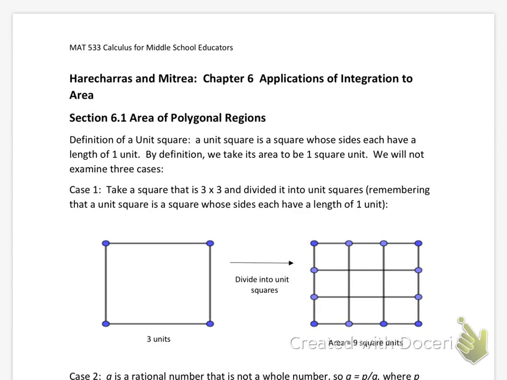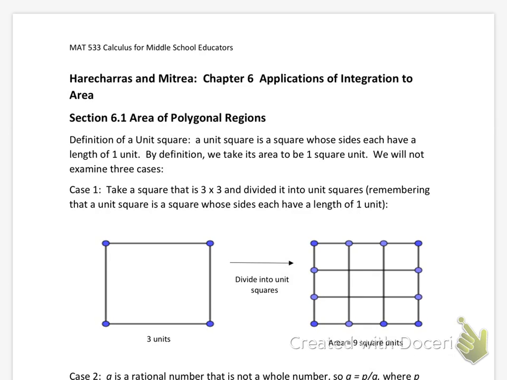Okay, in this video we're going to go through chapter 6 and we'll go through sections 6.1 and 6.2. So 6.1 starts talking about the area of a polygonal region. It defines the unit square as a square whose sides each have a length of 1 unit. So by definition we take its area to be 1 square unit.